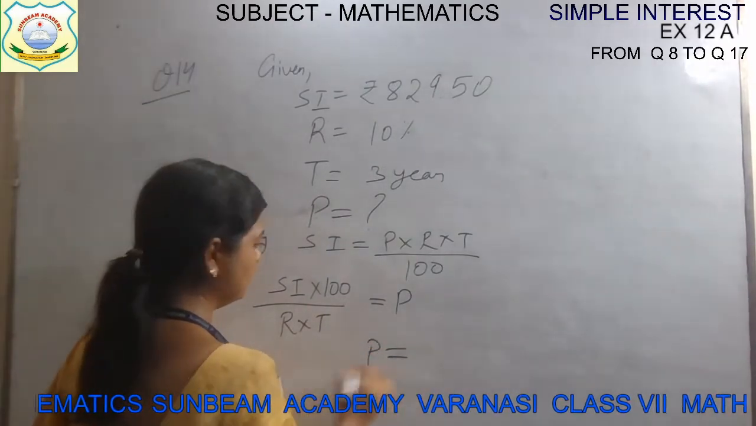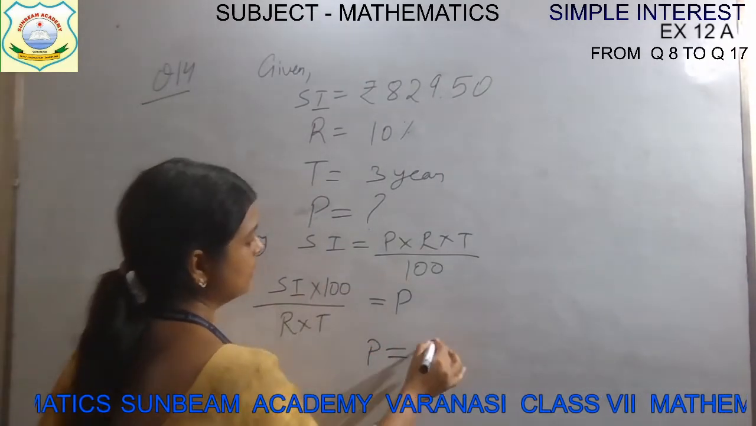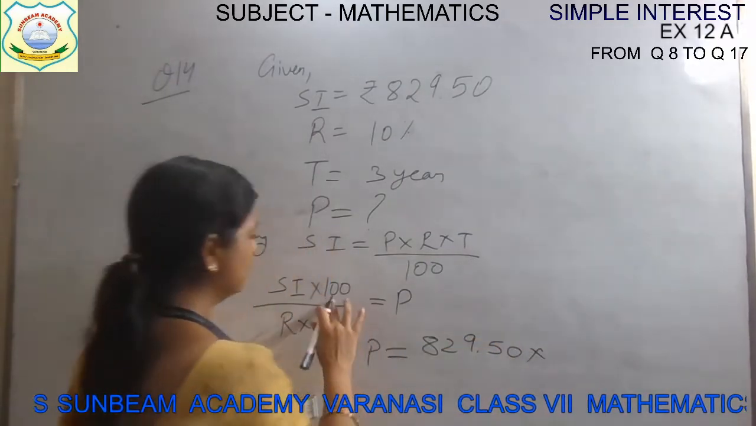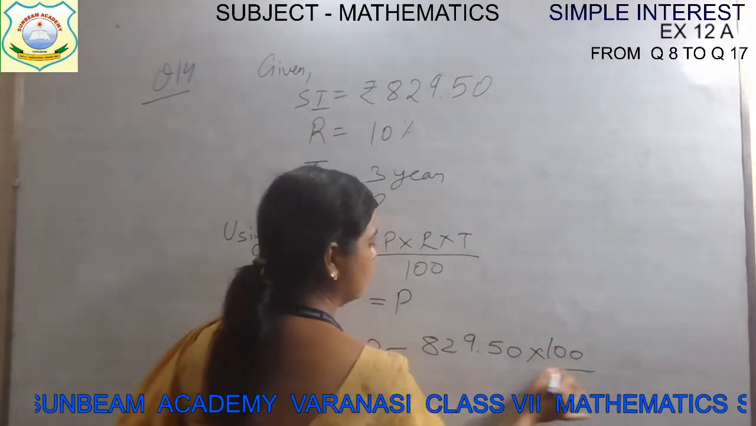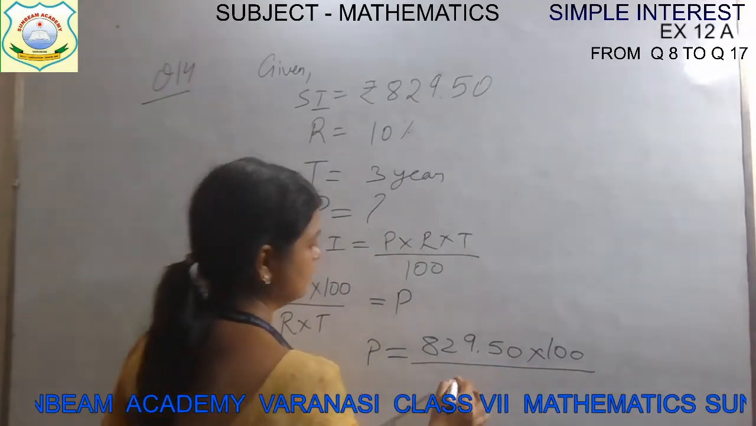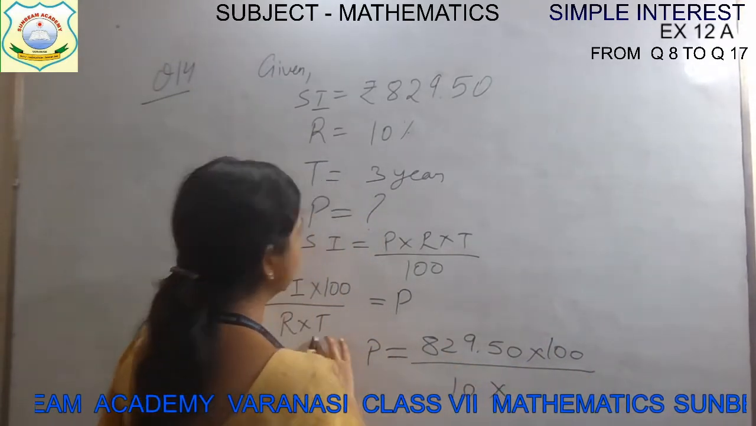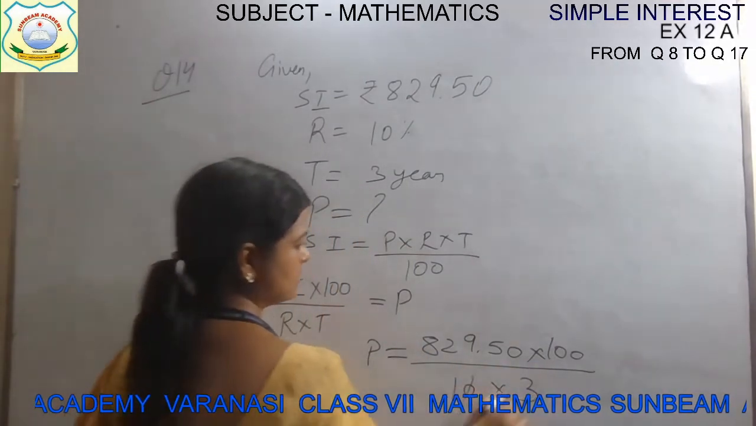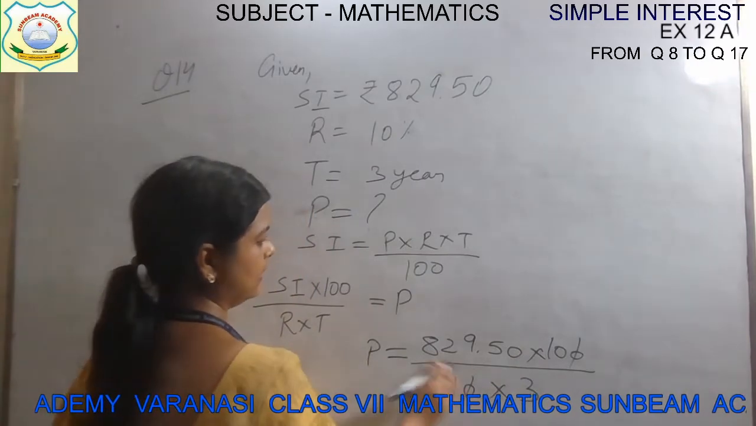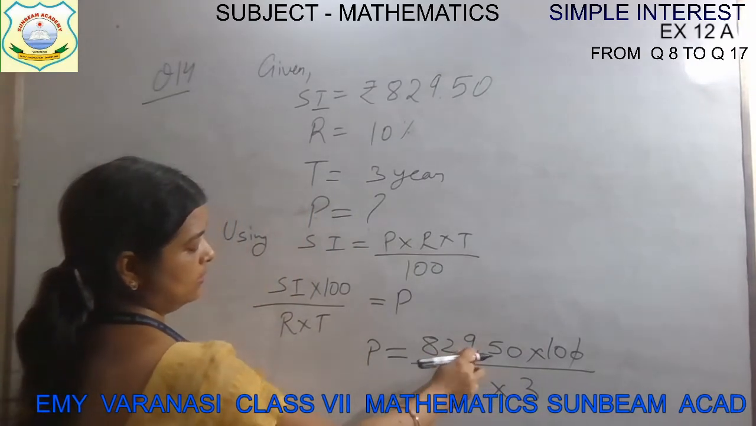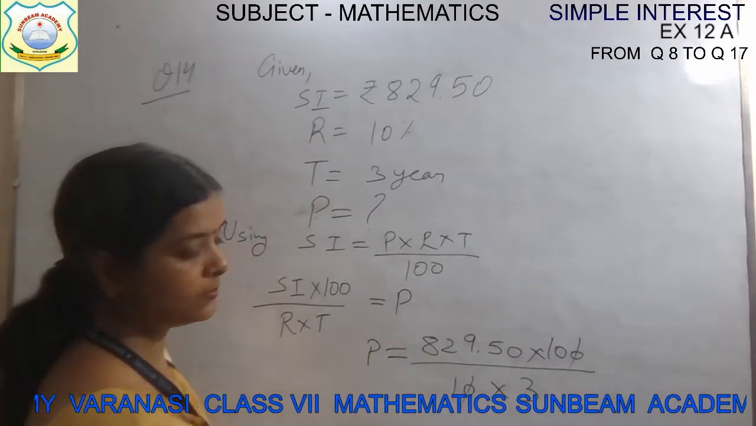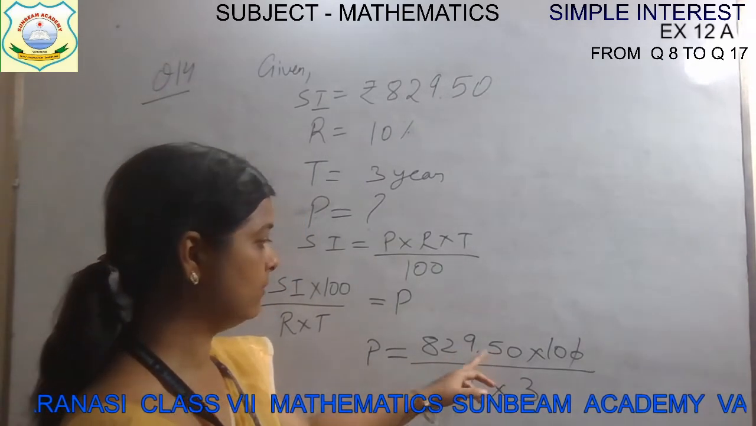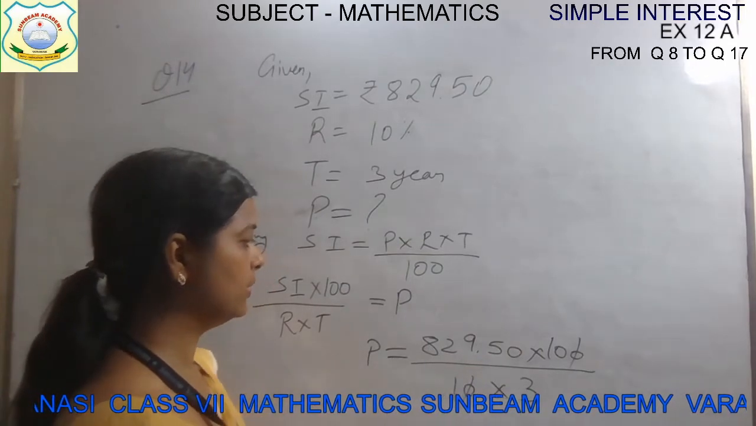principal money is equal to simple interest, 829.50 into 100, divided by rate 10% into time 3 years. So this 0 will cancel this. 3, 8 plus 2, 10, 19, 20, 21. No, not. 9 plus 5, 12, 13, 14, 14 plus 8.